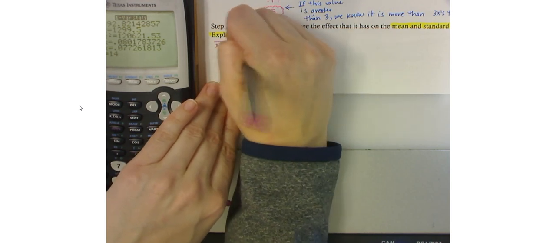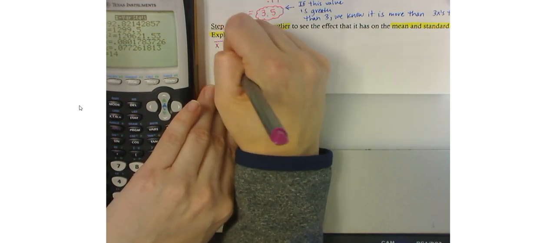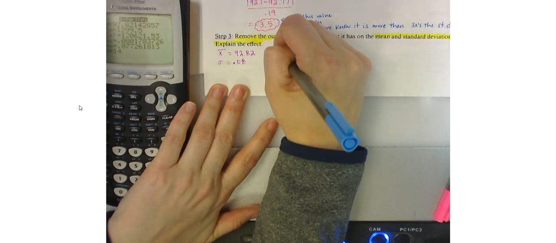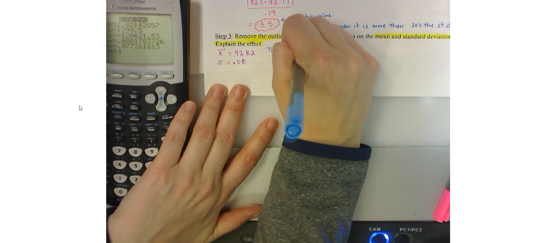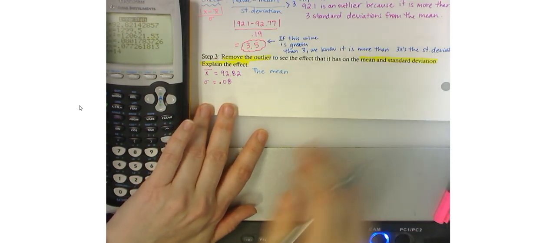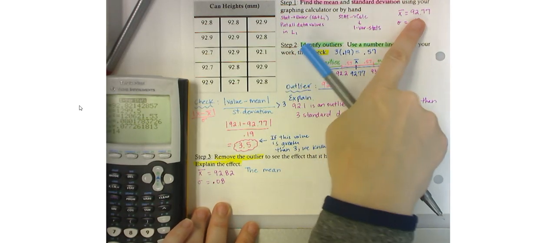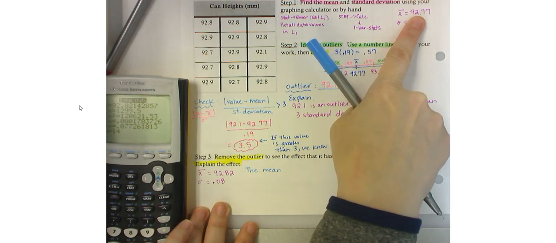Okay, so we are going to say what happens to the mean. So the mean was 92.77 in step 1. So what happened to the mean from 92.77? It increased. So the mean increased from 92.77 to 92.82, while the standard deviation did what? Decrease. Let's think about what the standard deviation means.